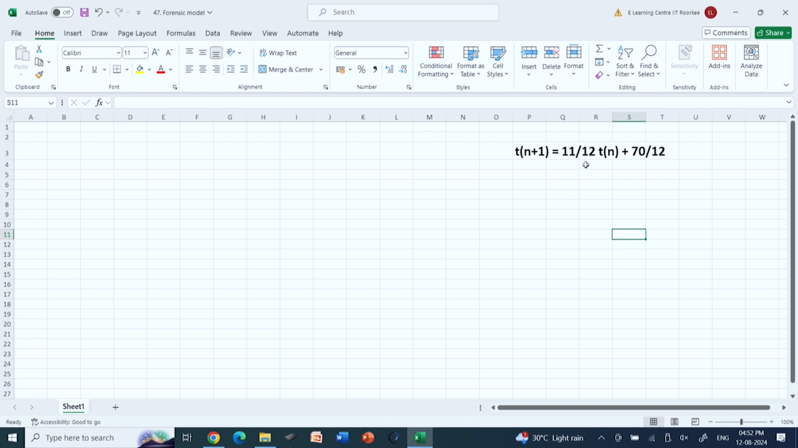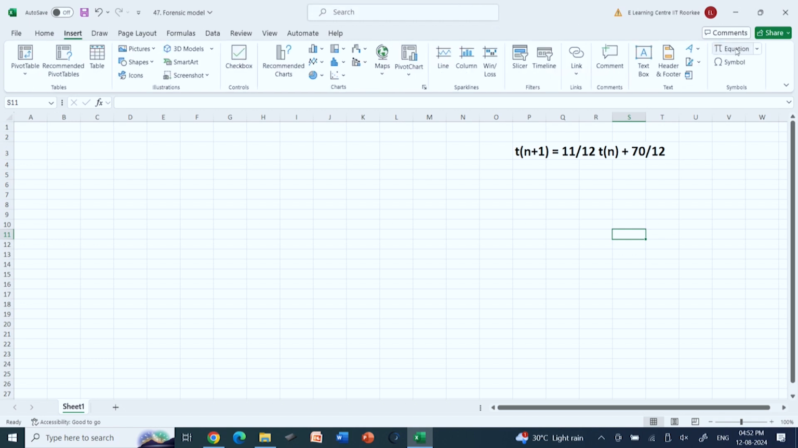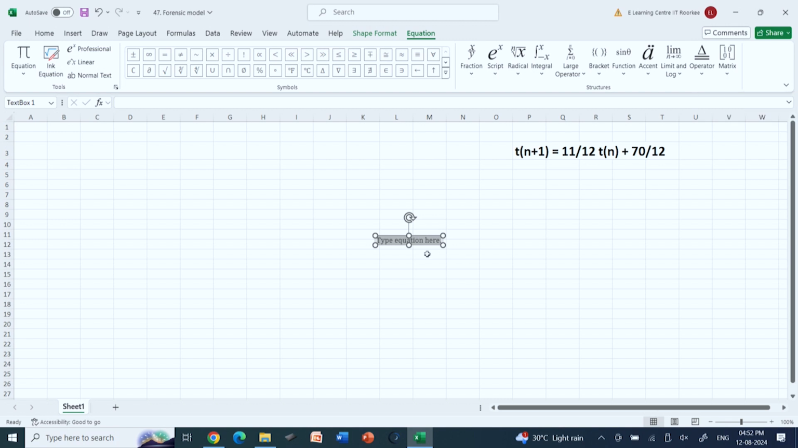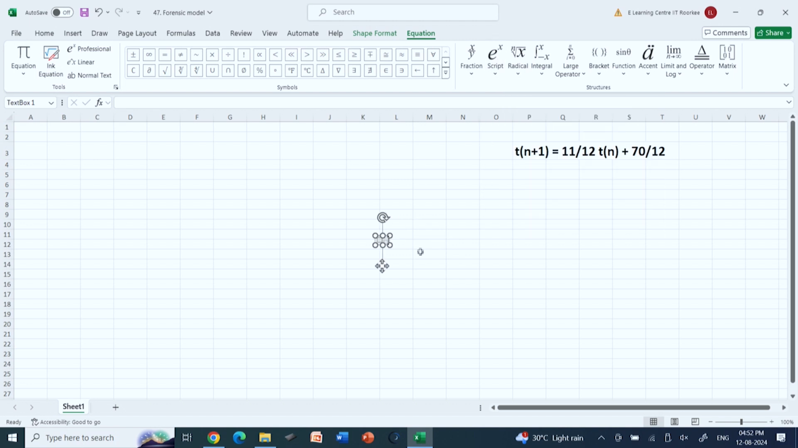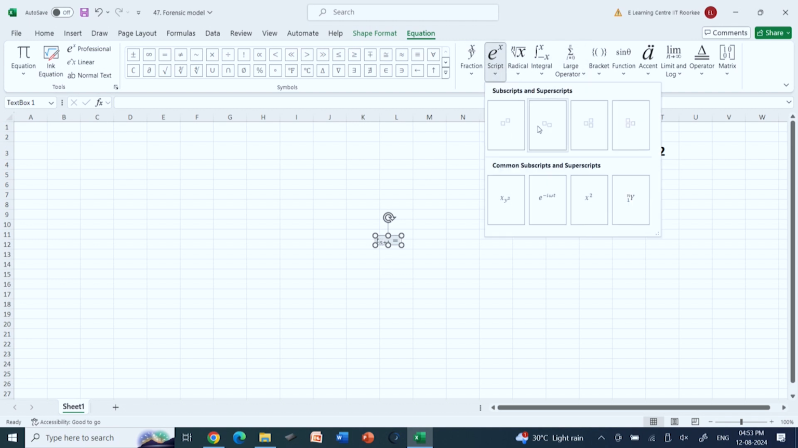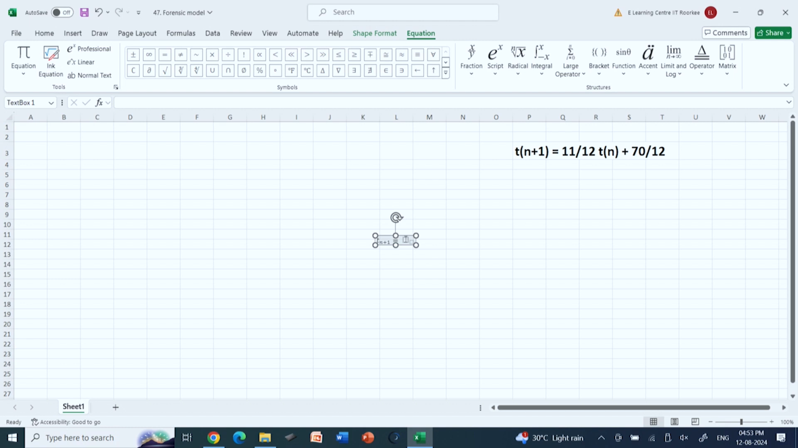If you want to type this as an equation, you have to go to Insert and click this Equation, and you will see such a thing will appear. So, if I want T_{n+1}, I will go here and I will click this one for the subscript. So, this is your T and this will be your n plus 1, and that is equal to T_n. Here it is T_n.